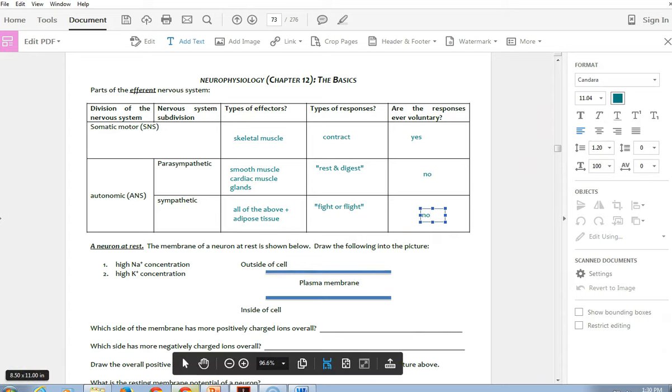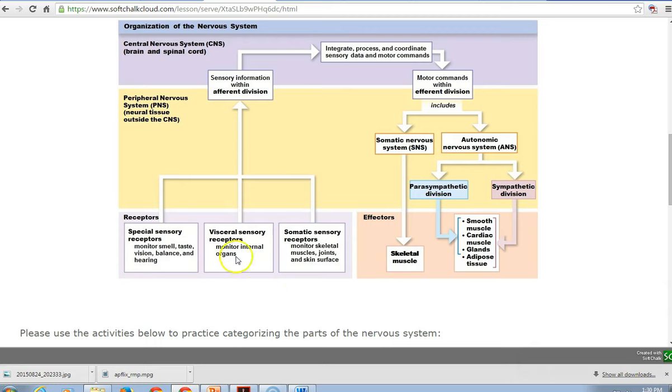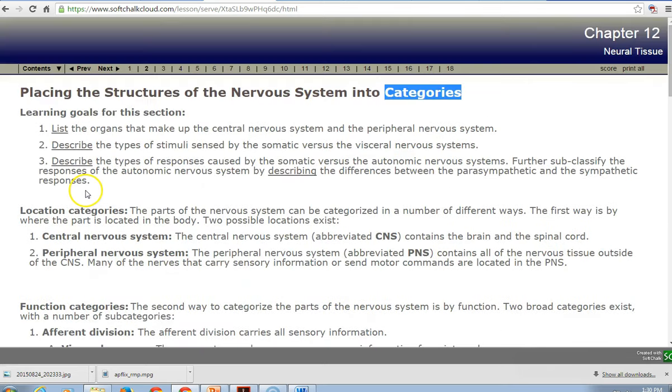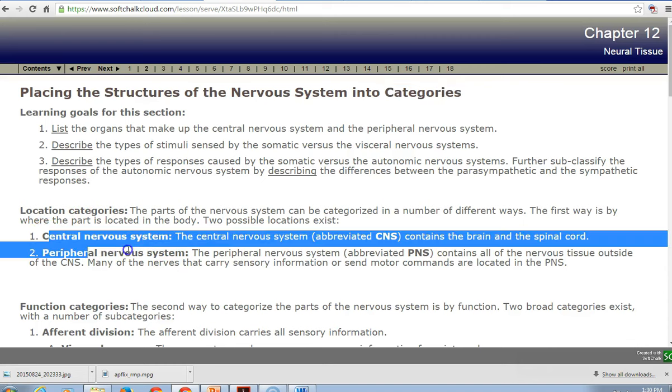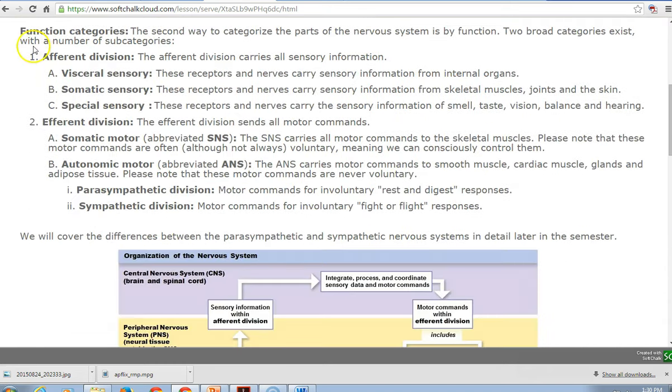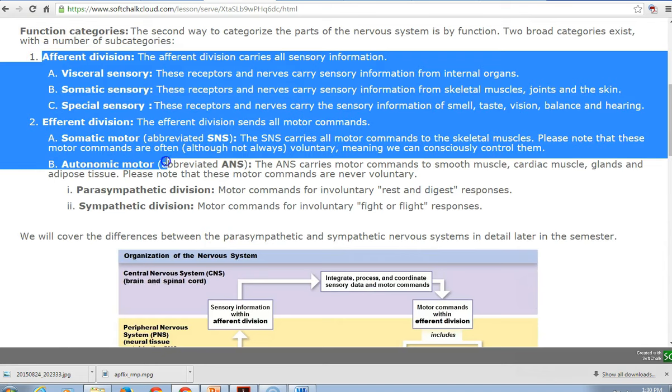Okay, and so I believe that that is the organization of the nervous system. Again, we've talked about organization based on location, which is the central nervous system and peripheral nervous system. And then we've talked about all of these functional divisions right here.